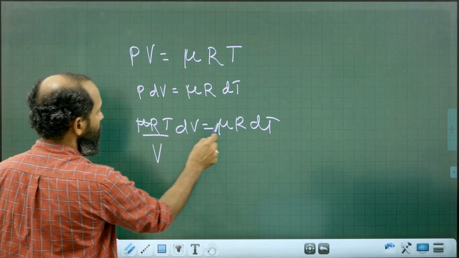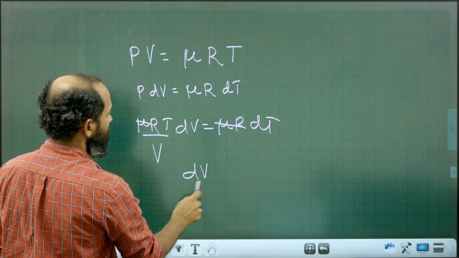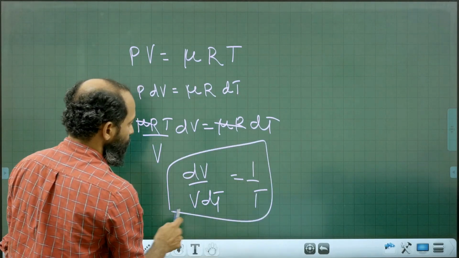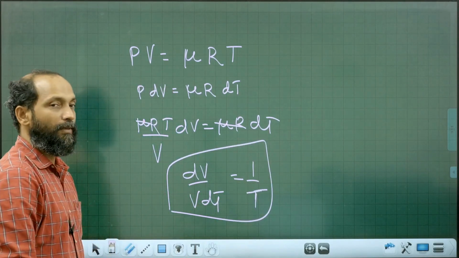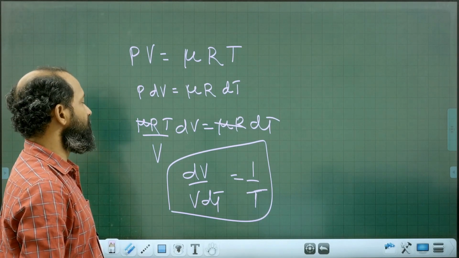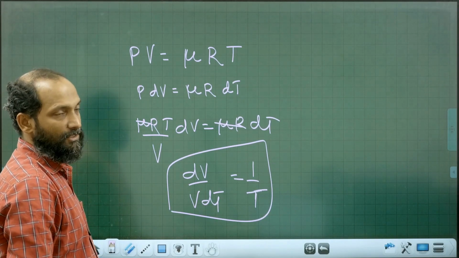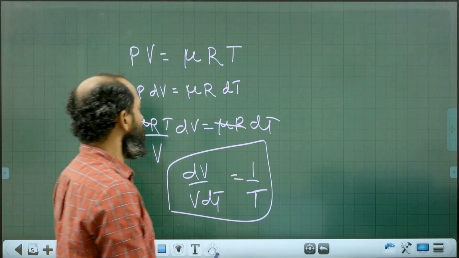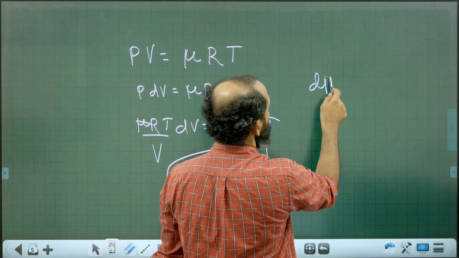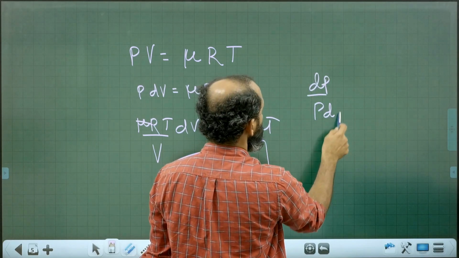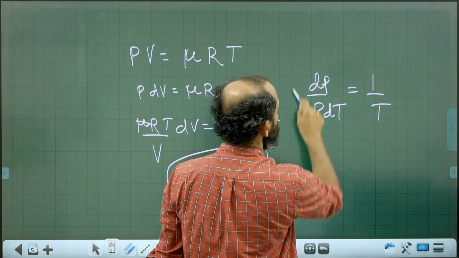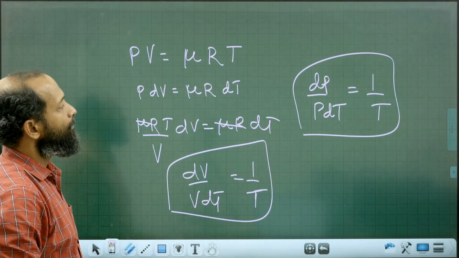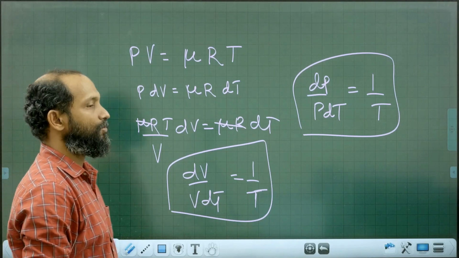So mu R gets cancelled. You can also write dV by V dT to be 1 by T. This is called volume expansivity of ideal gas. So volume expansivity of ideal gas is 1 by T, where T is the Kelvin temperature. Similarly, pressure expansivity is dP by P dT. That is also 1 by T.